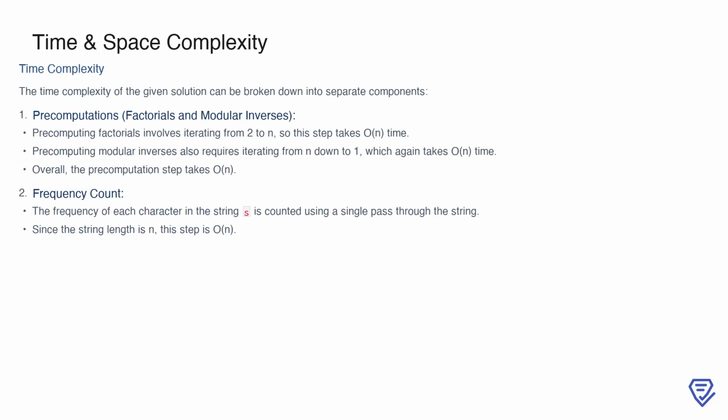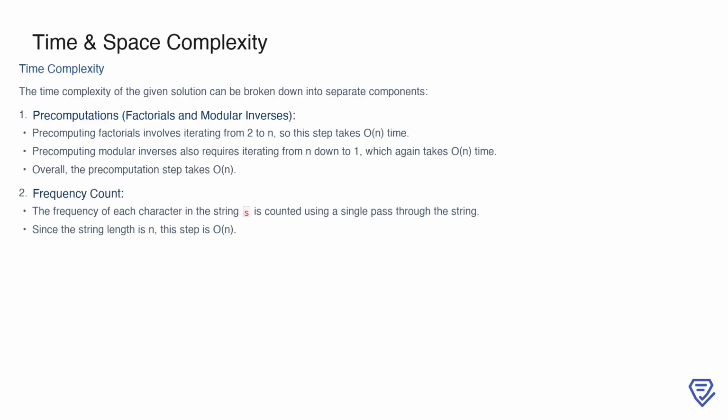Here, we begin by analyzing the time complexity of the solution, which can be broken into distinct components. First, we have the pre-computations for factorials and modular inverses. Pre-computing factorials involves iterating from 2 to n, which results in O(n) time. Similarly, pre-computing modular inverses requires iterating from n down to 1, and this also takes O(n) time. Together, these pre-computations contribute O(n) to the overall complexity.